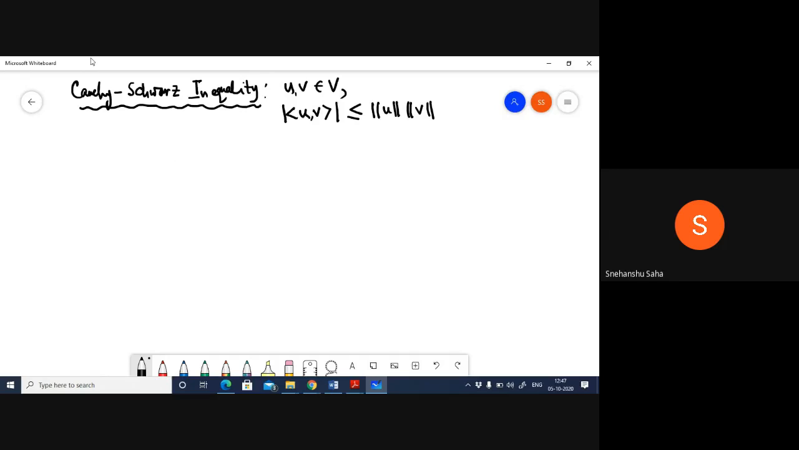Now, this inequality will become an equality if and only if u and v are a scalar multiple of each other. We will of course verify this for non-trivial results. So to begin with, we will consider that v is non-zero.